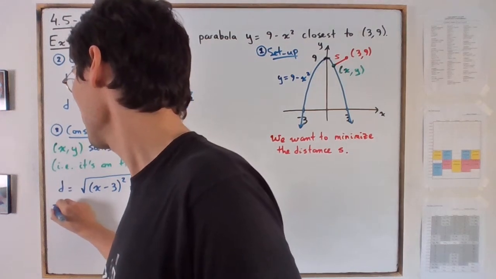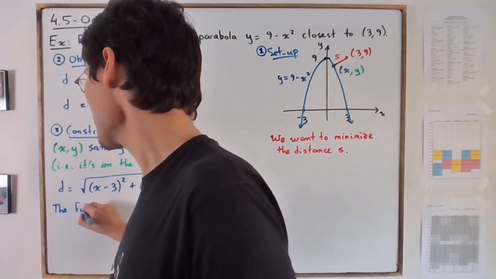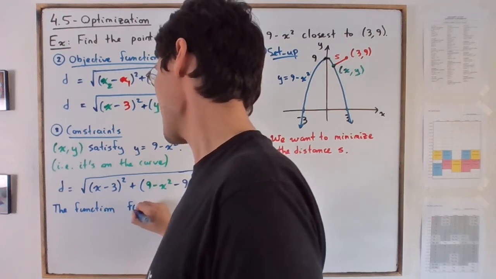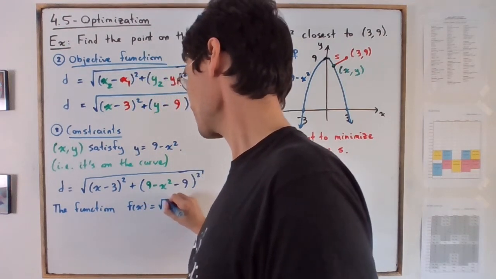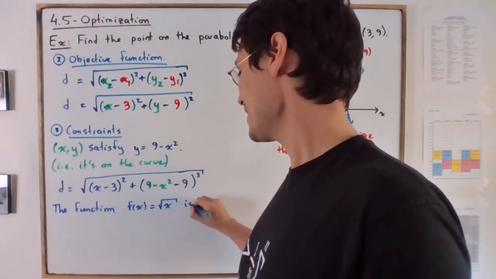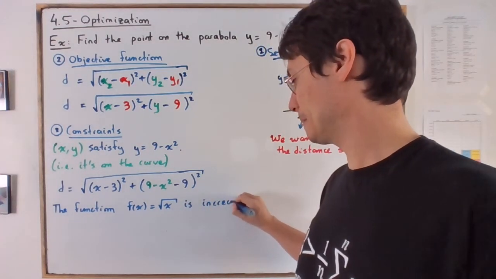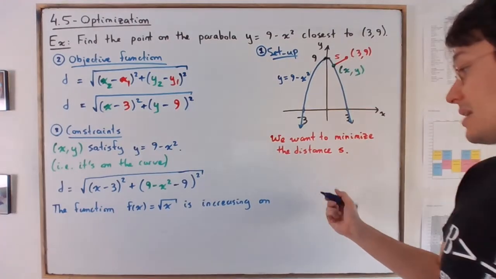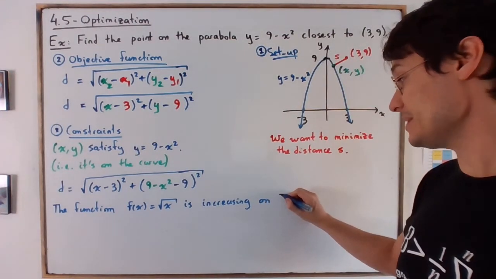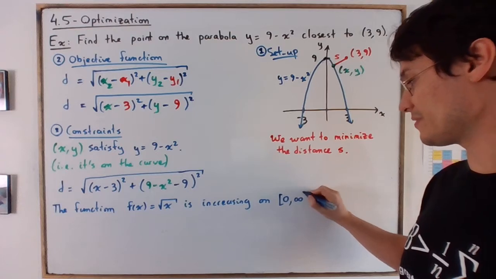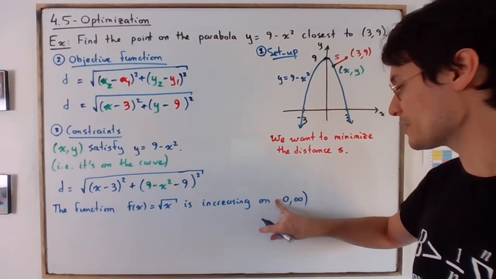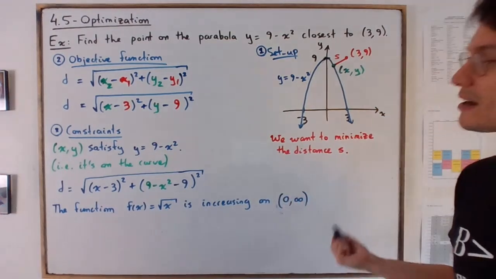So the function f of x, that's equal to square root of x, is increasing on the interval from 0 to infinity. So on 0 to infinity. Let's actually remove the 0, because it's a boundary value. But the point is that it's increasing on this domain.